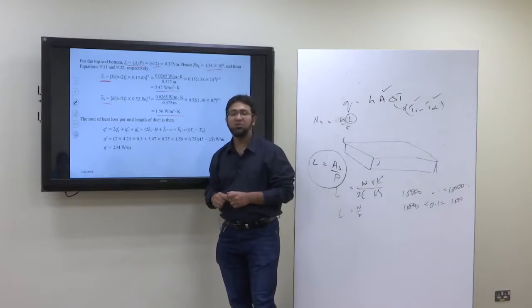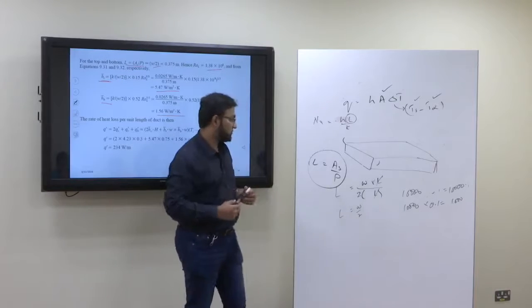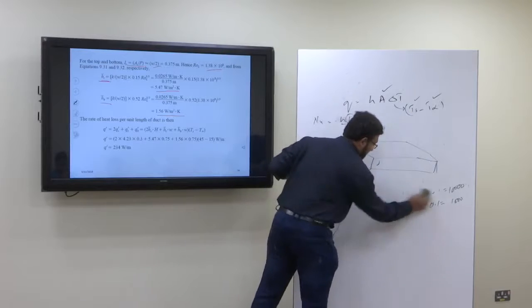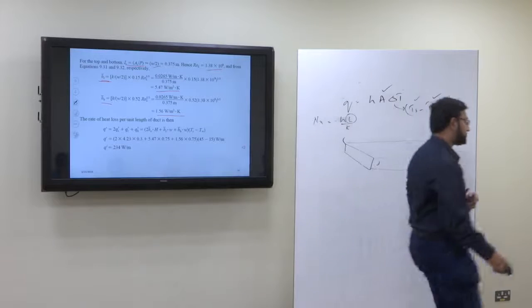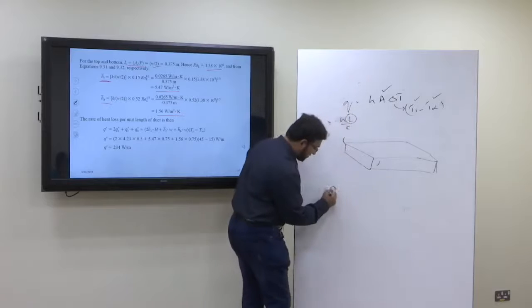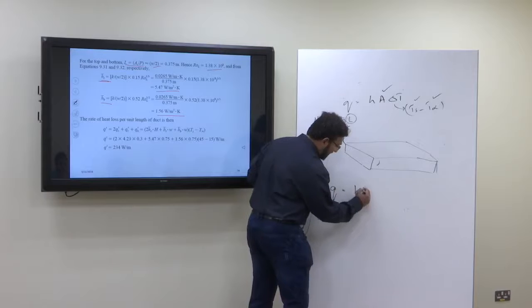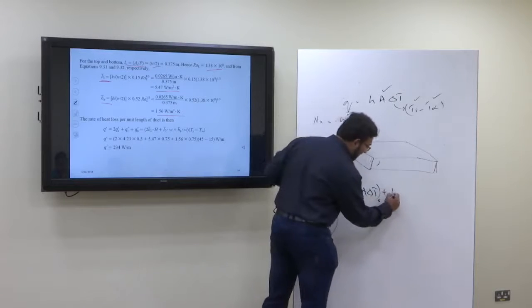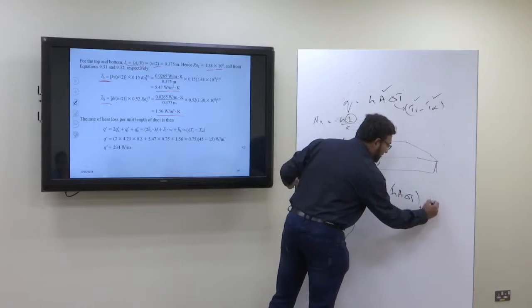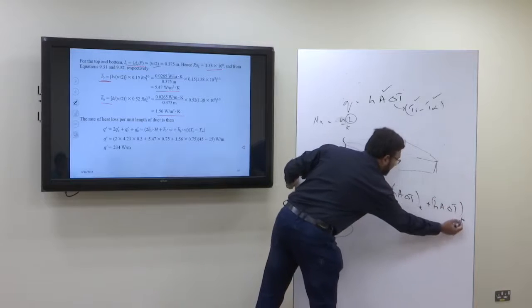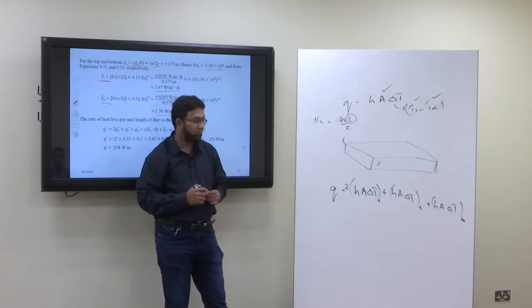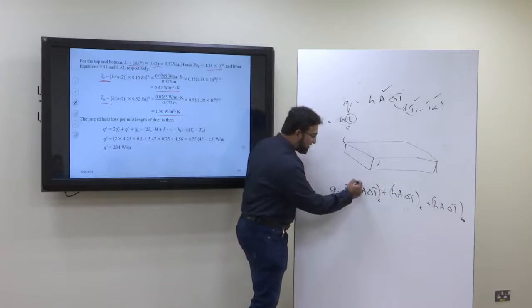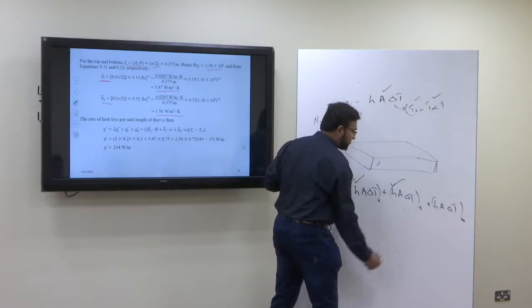Okay. Now we need to know how much the overall heat transfer is. So overall heat transfer Q is equal to hAΔT for the two sides, plus hAΔT for the top, plus hAΔT for the bottom. This is clear? So you have the heat loss from the two sides, the top and the bottom. Now the h's for the sides, top and bottom are known.